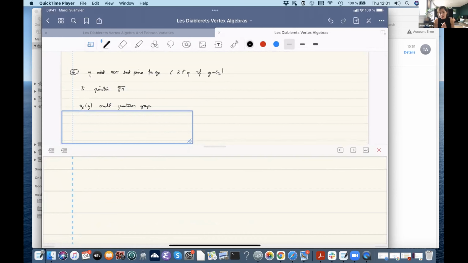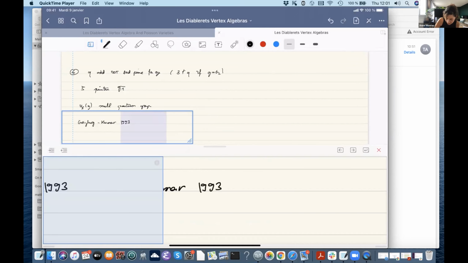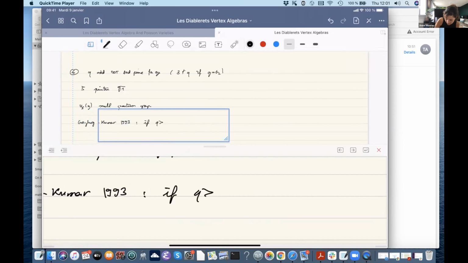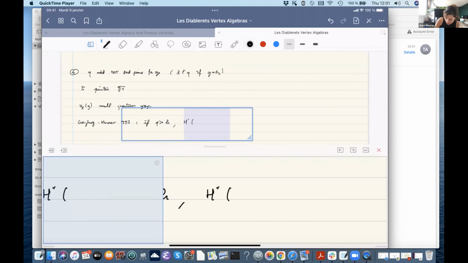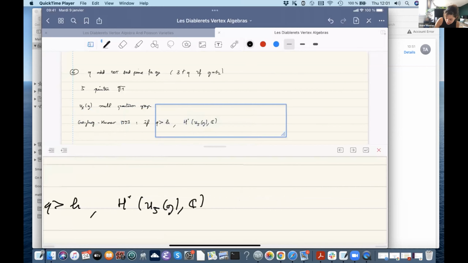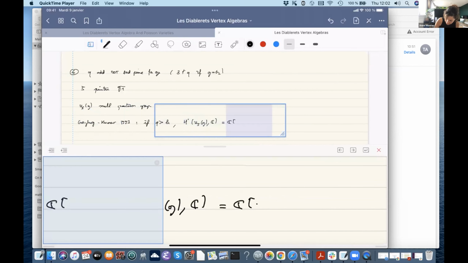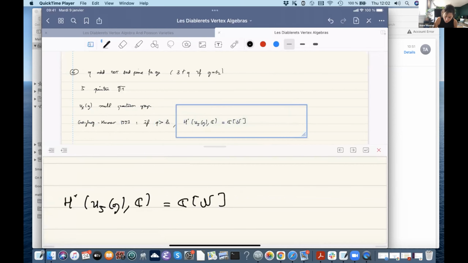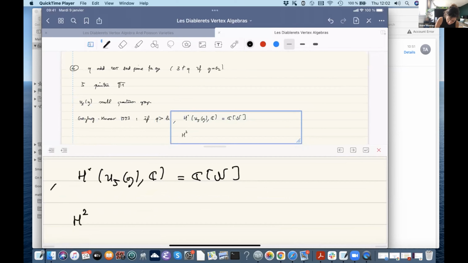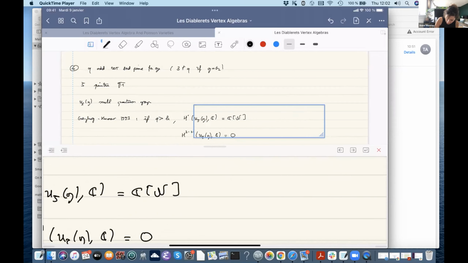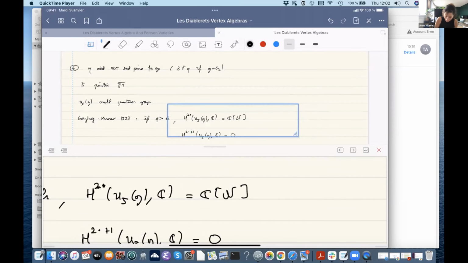The cohomology algebra of U zeta has been described for Q big enough. In fact, we have the result of Ginzburg and Kumar in 1993, which says that if Q is greater than the Coxeter number, the cohomology algebra of this small quantum group is the coordinate ring of the nilpotent cone. And more precisely, it's concentrated in even degrees. So this is 0, and so this is the odd part.